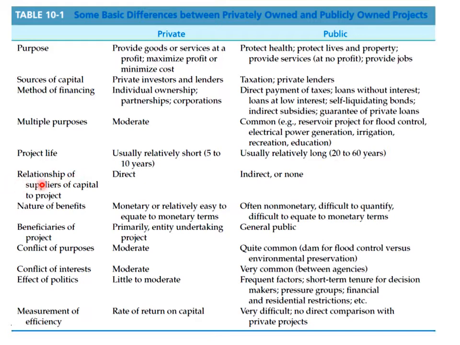And the relationship of suppliers of capital to project. Who supplies the capital and what is their relation to the project? In private projects, there's a direct relationship. I mean, the owner of the project supplies the capital. But in public projects, it's indirect. The taxpayers supply the capital, and they don't own the project actually. So there is an indirect or no relationship.